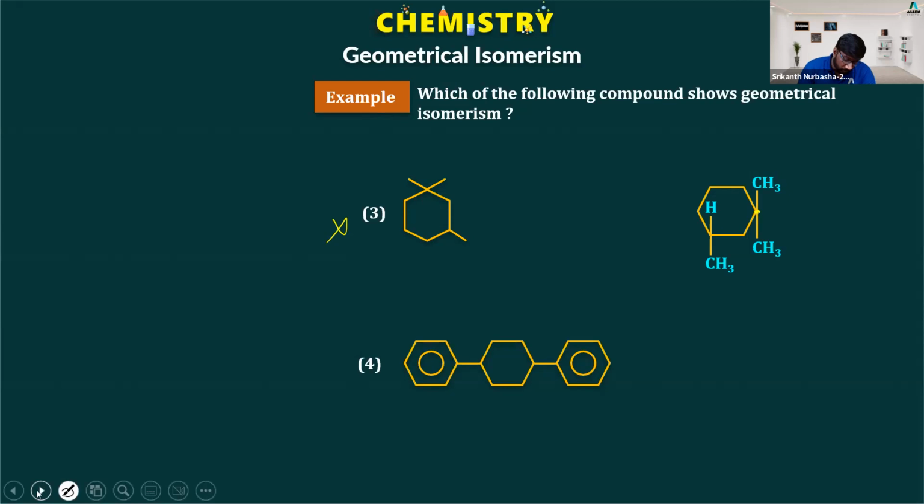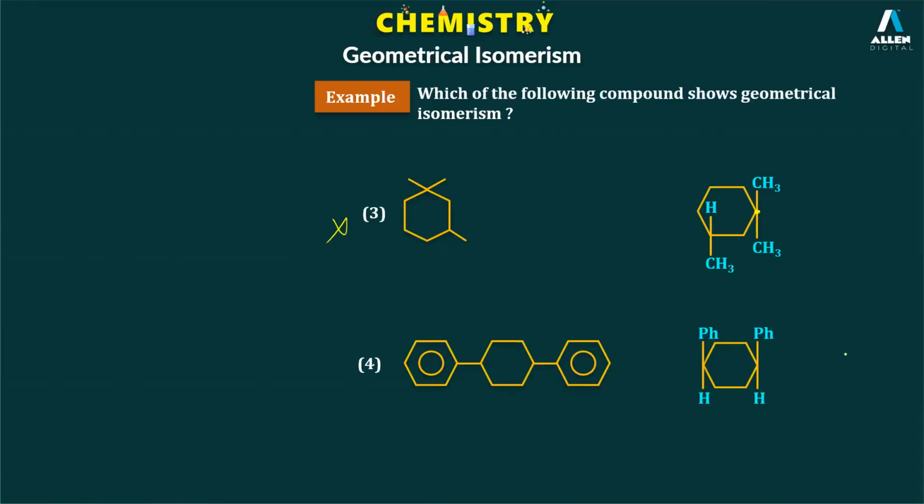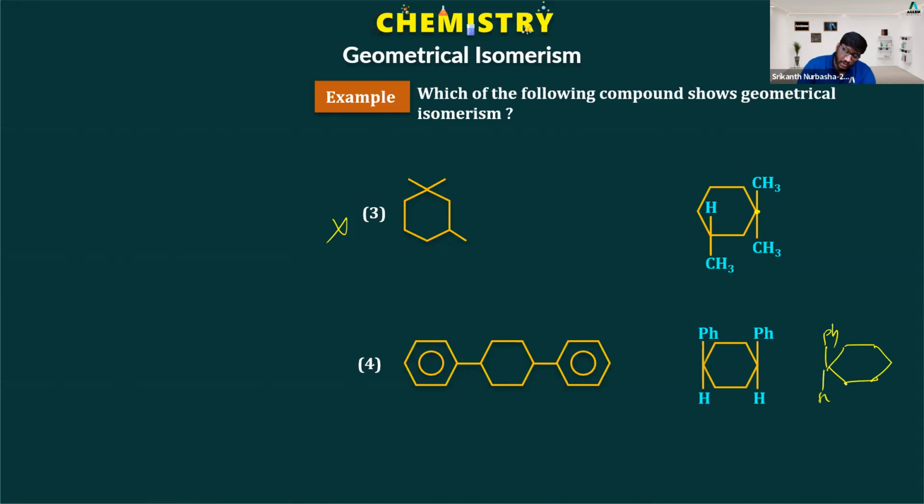What about this compound? Yes or no? It will show, because at least two sp3 hybridized carbon atoms should have two different groups. Two different groups or atoms should be present on at least two sp3 hybridized atoms in the cyclohexane or cycloalkane, then only that will show geometrical isomerism.